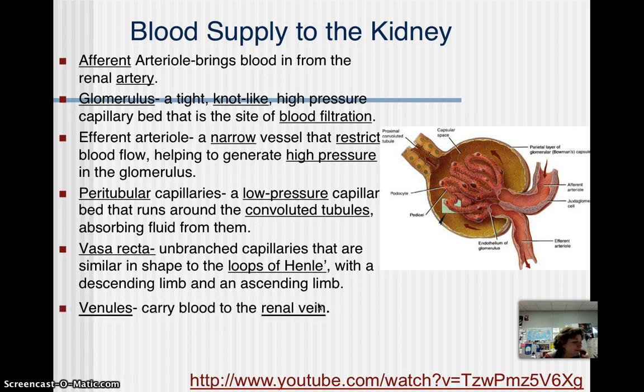Sorry, one last one, the venules. The venules are going to carry blood to the renal vein, so all the way out of the kidney completely.